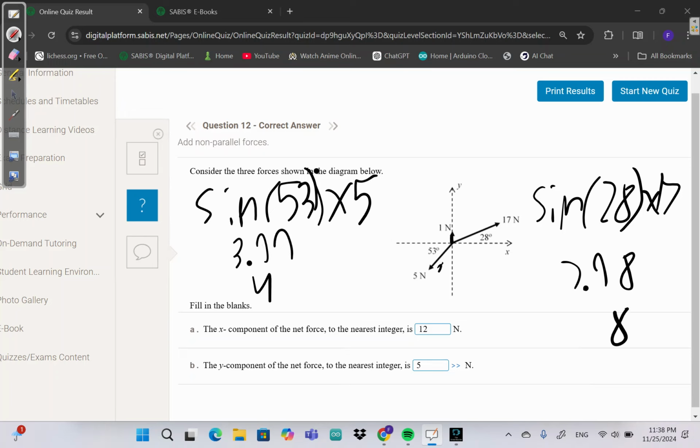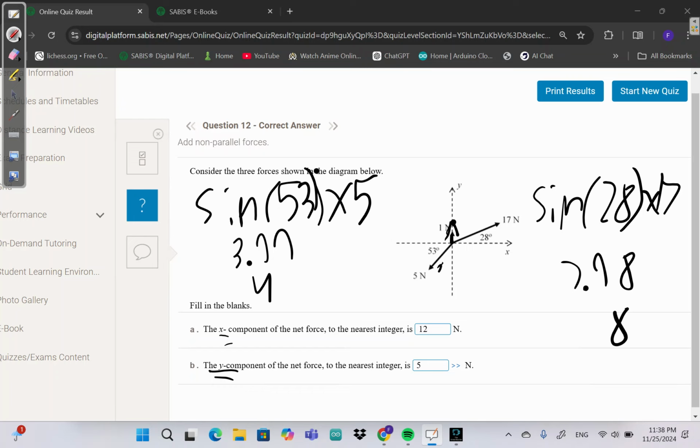Now we have a third force here, which only has a vertical component, which is why we didn't use it in the first one. Only a vertical component, so it's only upwards. So we're only going to use it for the y component. We don't use it for the x component. So all we have to do now is combine all three forces.